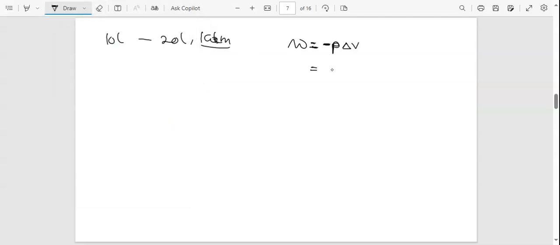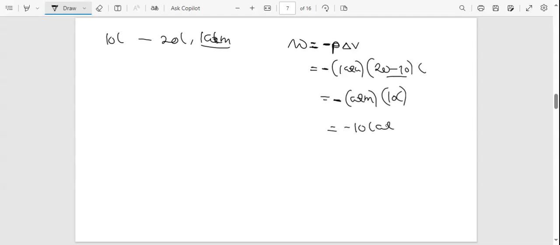Now we are calculating work when the volume increased to 20 liters from 10. So we have negative P, which is 1 atm, times the change in volume, starting from 20, that's our final, minus 10. This gives me 10, and the volume is measured in liters, so that will be just 10 liters. So we are calculating work, and this will be negative 10 liter atm.